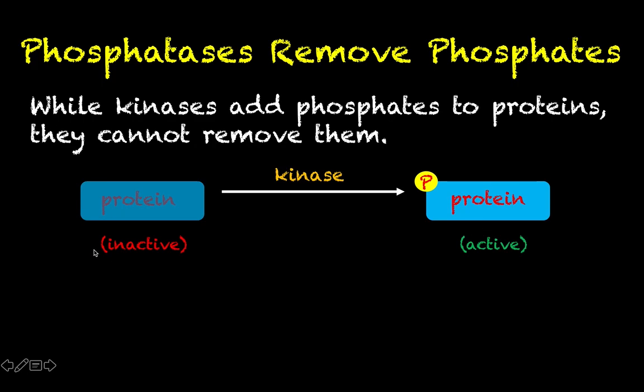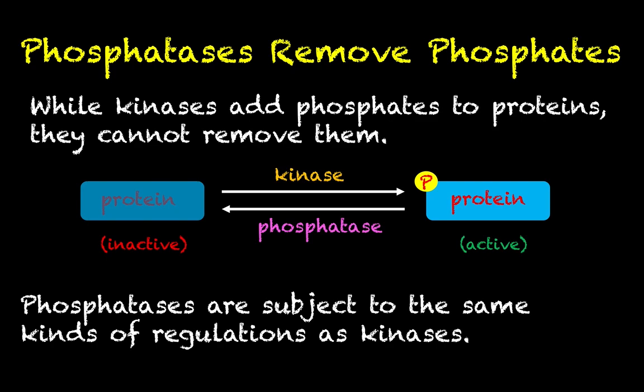And the answer is yes, there is, but it's going to require a different kind of enzyme. The enzymes that remove the phosphates are called phosphatases. So kinases add the phosphates and phosphatases remove them. You're probably going to see a couple of examples of this throughout the course, but phosphatases are subject to the same kinds of regulations as kinases.